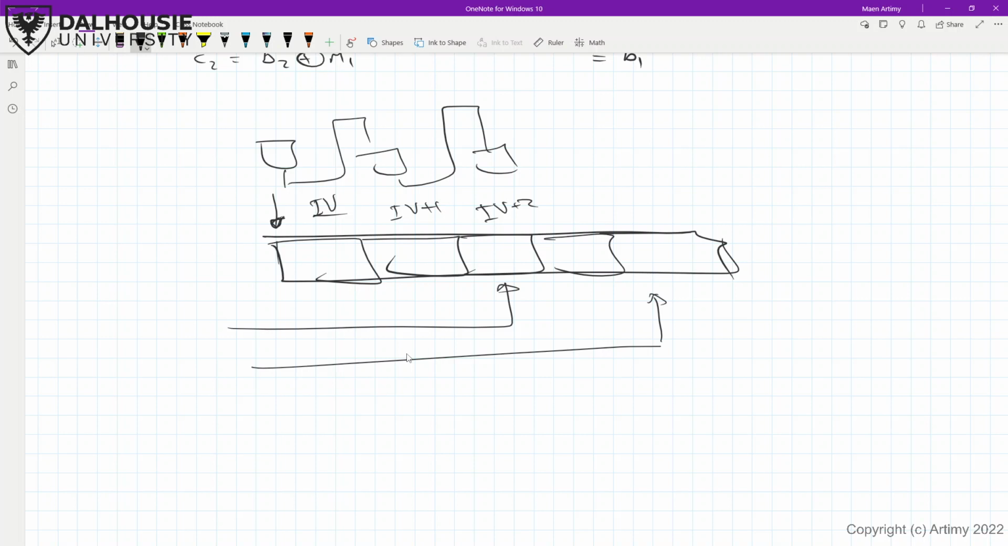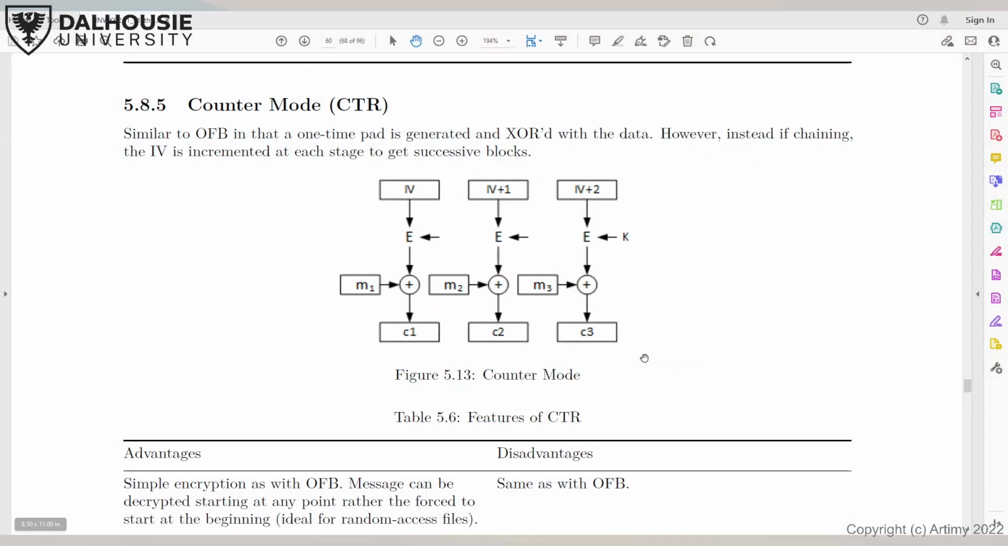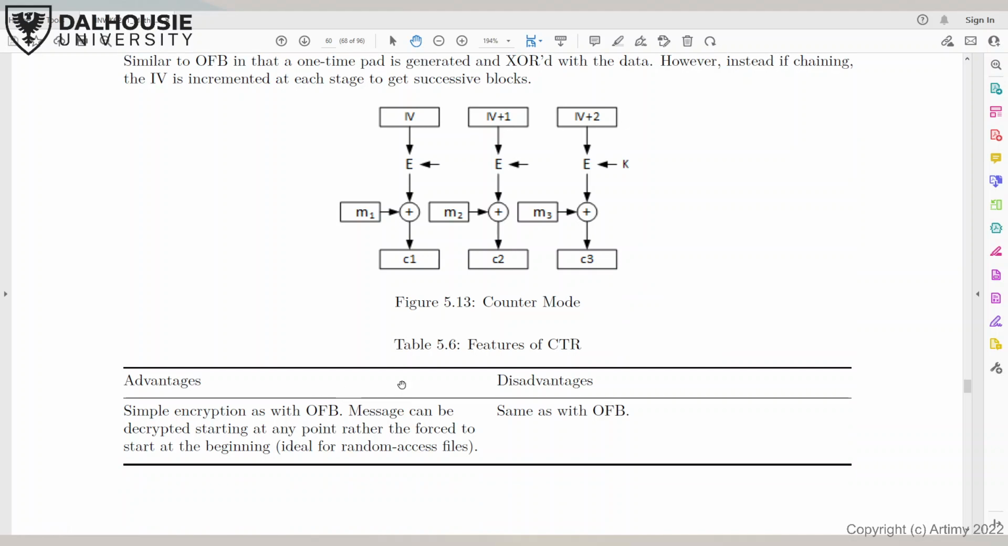Now we're talking not about files, but about specific blocks of data, 64-bit or 128-bit. It depends on the encryption technique, but the same concept applies, right? So I don't really need to go from the beginning to decrypt everything. So this is the advantage of this technique.